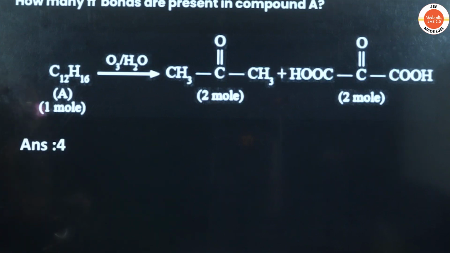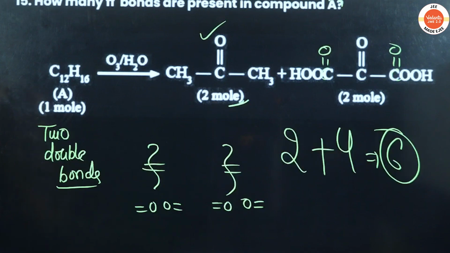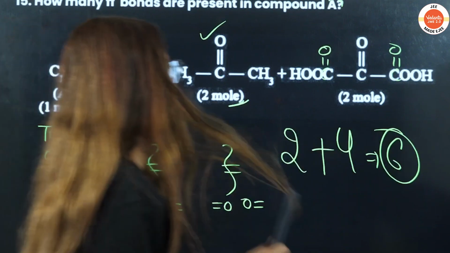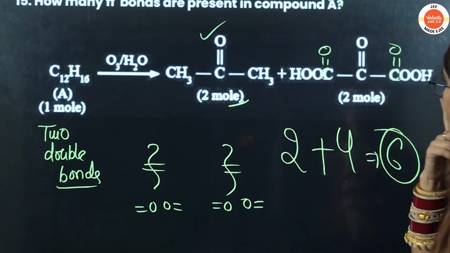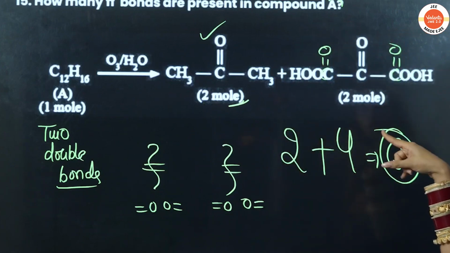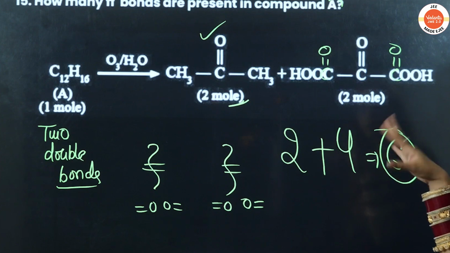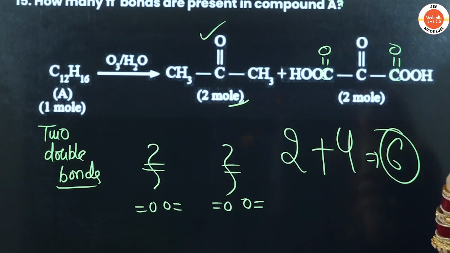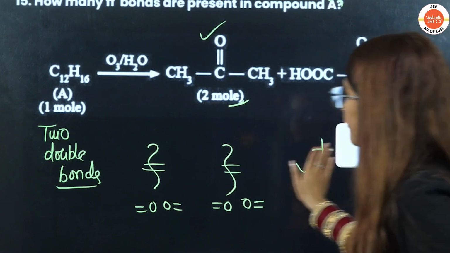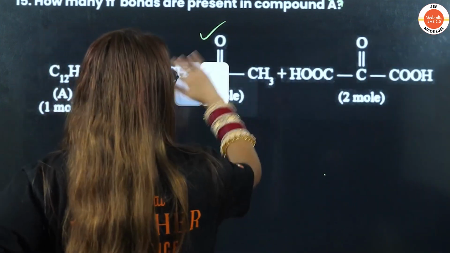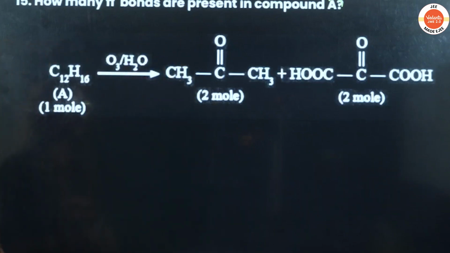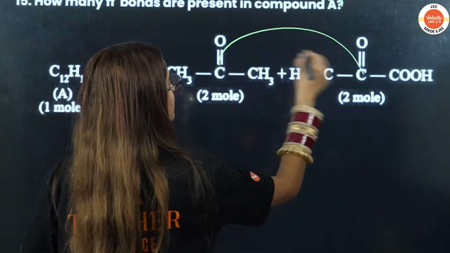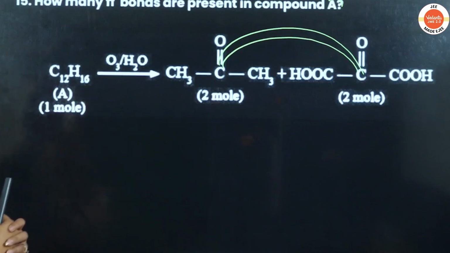How many pi bonds are present in compound A? If you talk about, wait a minute, have I written it right? 1, 2, 3, 4. 1, 2, 3, 4, already there. Wait a minute. Let me just see this. If you talk about this bond with this bond, it will have a double bond, right?